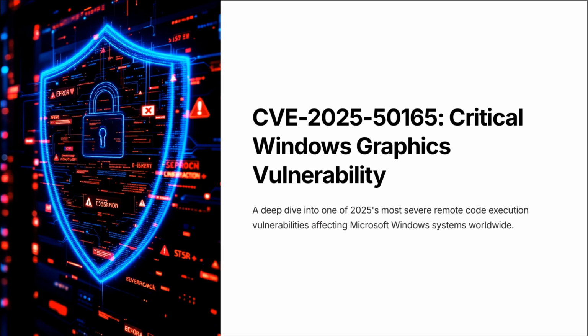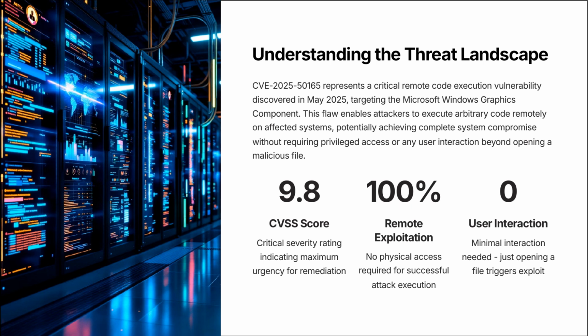thoroughly. This vulnerability targets the very heart of Microsoft Windows systems. The graphics component. An attacker exploiting this vulnerability could execute arbitrary code remotely on the affected systems. This issue is a significant concern because it potentially leads to a complete system compromise. We'll be examining this vulnerability in detail, discussing its implications and understanding its severity. So let's dive in and explore CVE-2025-50165 together.